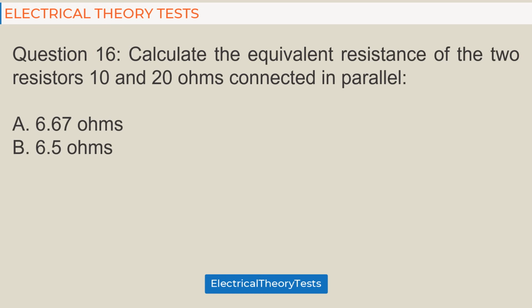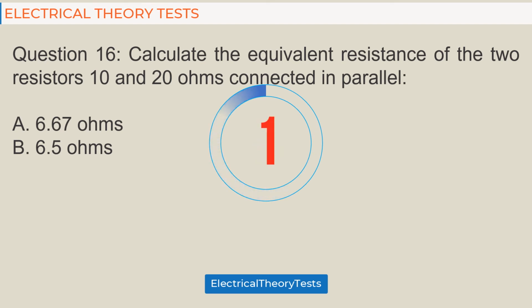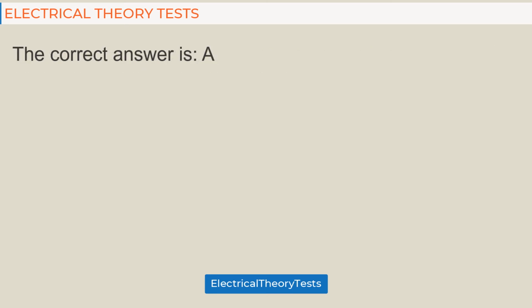Question 16. Calculate the equivalent resistance of the two resistors, 10 and 20 ohms, connected in parallel. A. 6.67 ohms. B. 6.5 ohms. The correct answer is A.